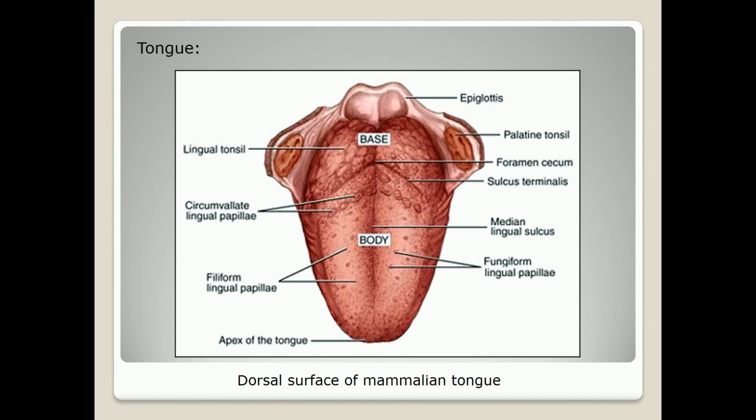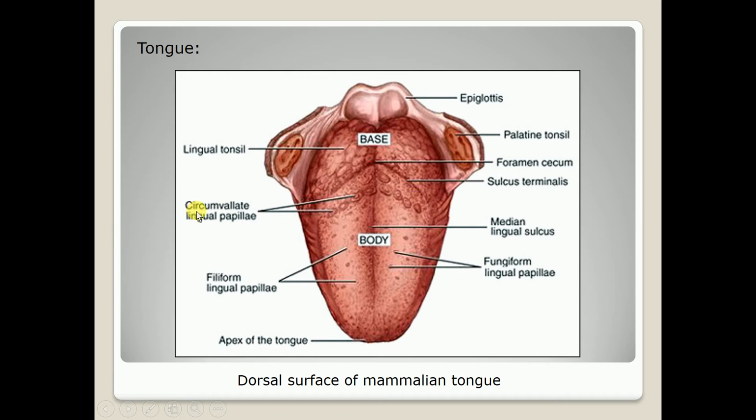Now this is the dorsal surface of the mammalian tongue. This is the epiglottis. These are the palatine tonsils, present on the lateral sides. Then in the center, the foramen cecum. Then the sulcus terminalis that we find here. Then the circumvallate, which are a type of lingual papillae. Then the filiform papillae, scattered over that part. Also the presence of fungiform lingual papillae. And this is the apex of the tongue.